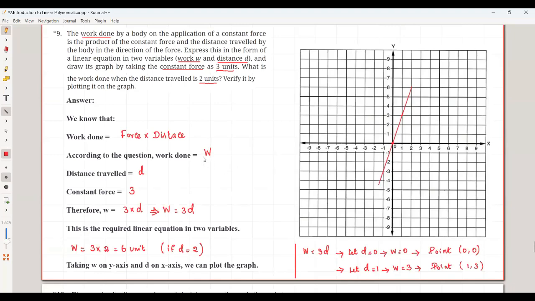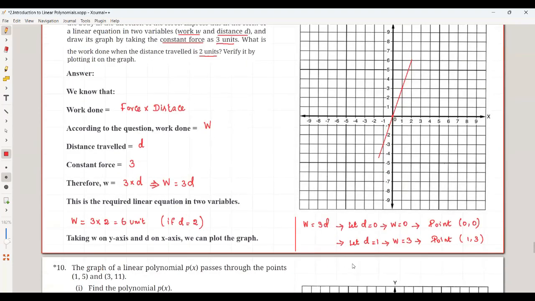Okay, so I'm just going with this. It's fine. Now, next, if D is equal to 2, we also have to check. If D is equal to 2, then W is equal to 3 2s are 6.